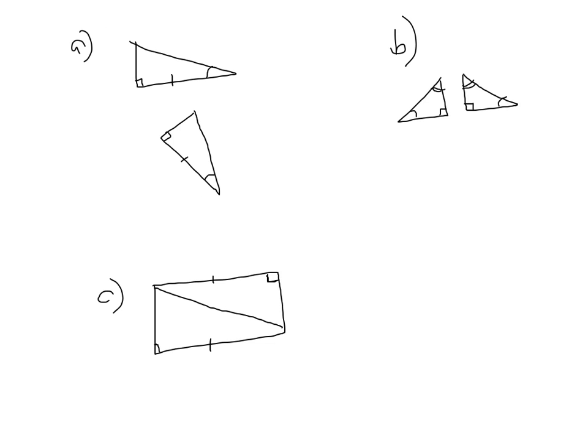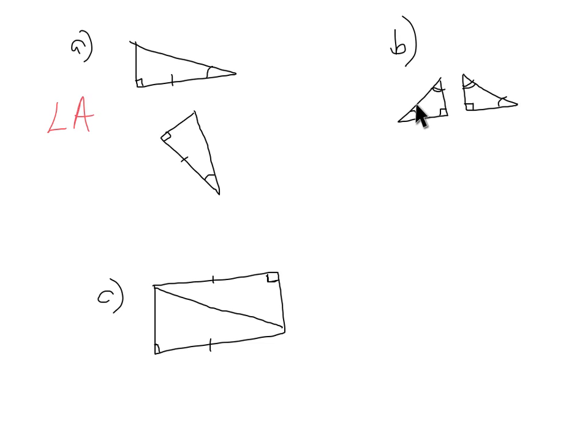Okay, so in example A, we have 2 right triangles, and we have a leg and an angle. They are congruent. The corresponding legs and corresponding angles are congruent, which means that we have congruence here because of leg angle.